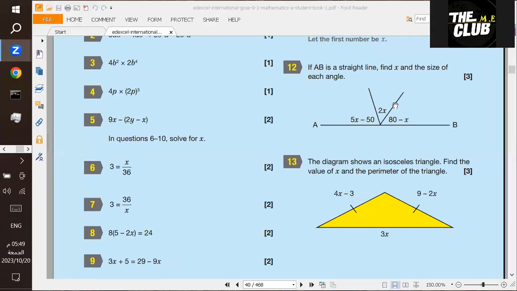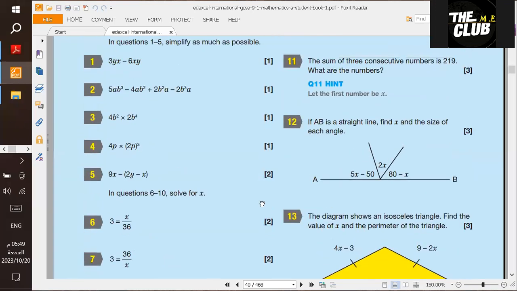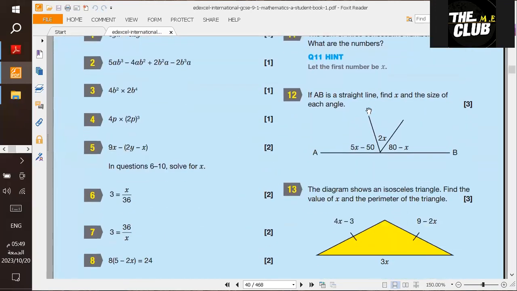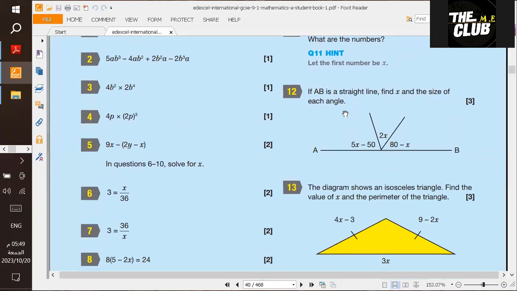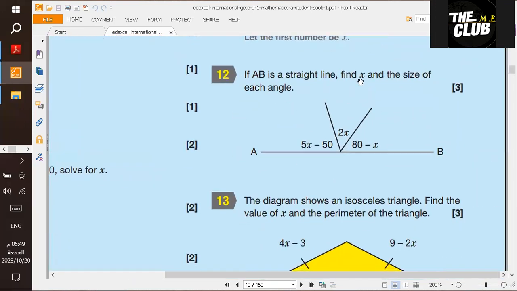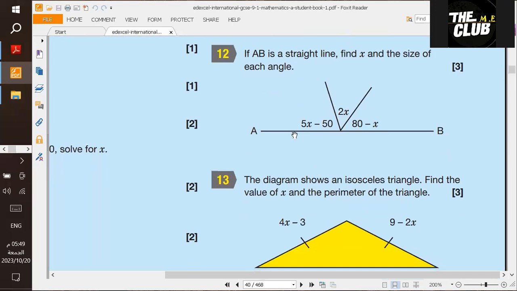Okay, here we're gonna do question 12 in algebra, exam practice. If AB is a straight line, find x and the size of each angle. So we need to find the value of x and then the size of each angle, okay? Now, what do we see here?